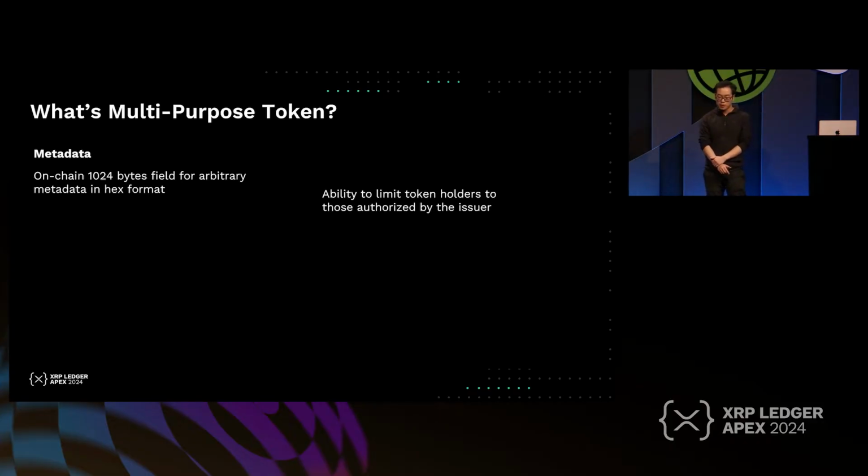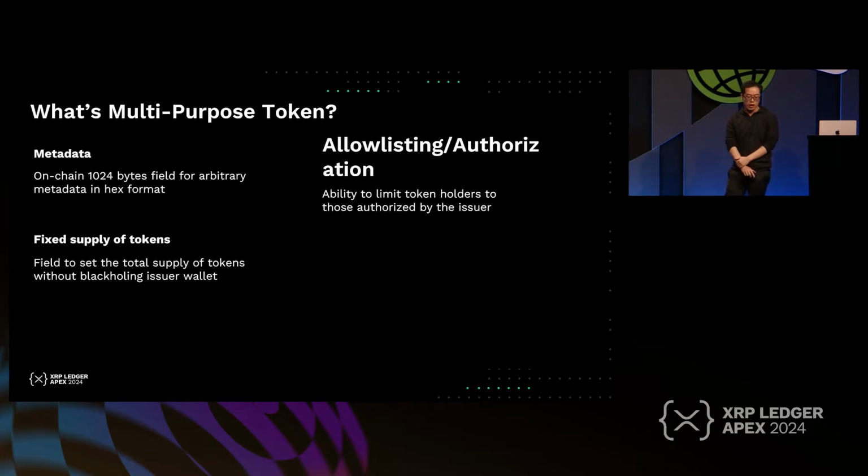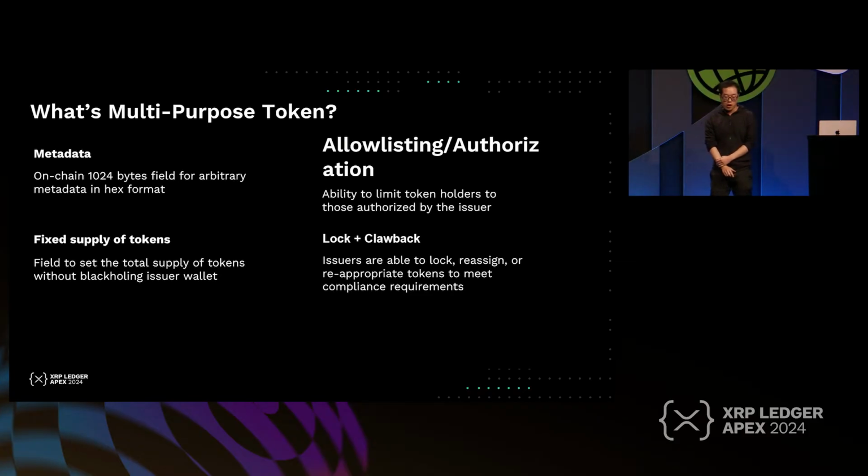First, it has the ability to store metadata on-chain. Second, it allows listing or authorization, which is the ability for issuers to authorize certain accounts before they're allowed to own particular tokens. It has a fixed supply of tokens, so it's basically a field to store the max supply of tokens that can be issued out. It also allows lock and clawback, so issuers are able to lock and claw back their tokens. Lock is basically another term for freeze.